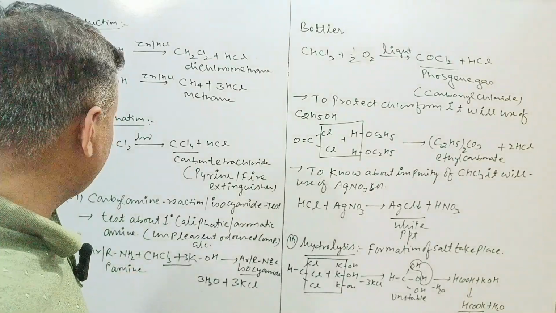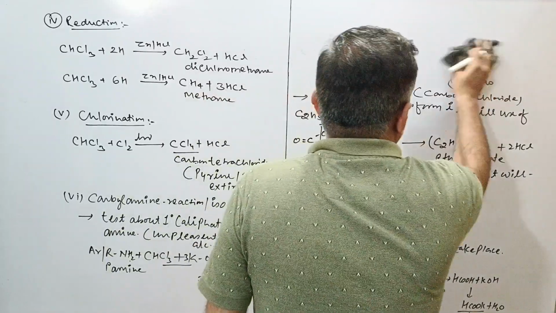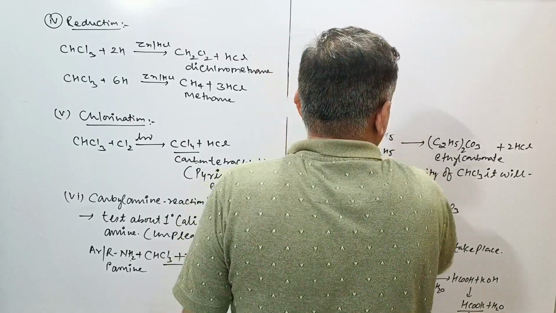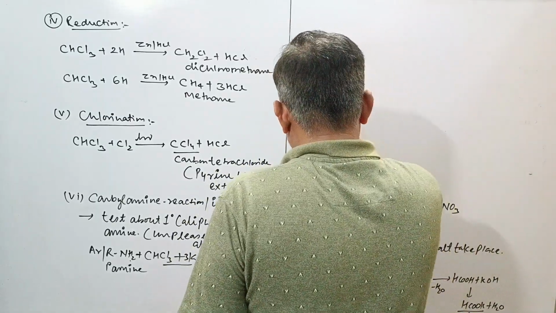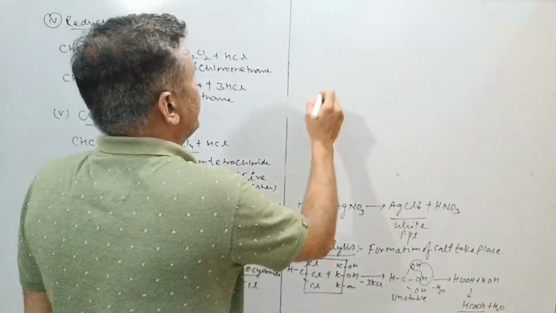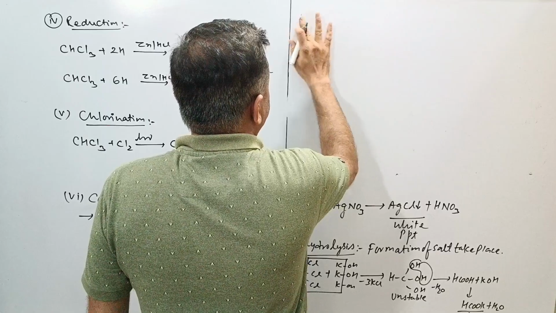If I go further, then we can take the Swarts reaction. What is that? Listen to me carefully. That is your dehalogenation. This is the seventh property, dehalogenation.